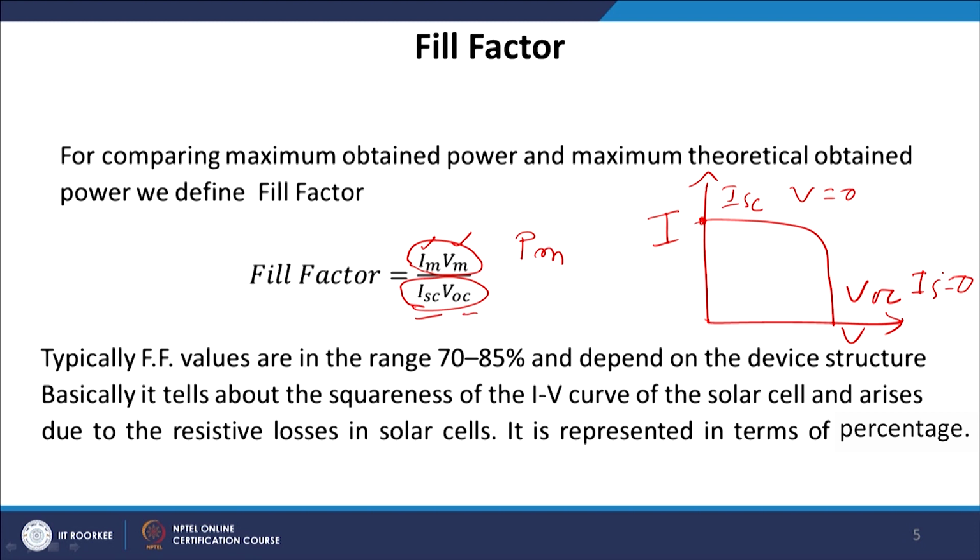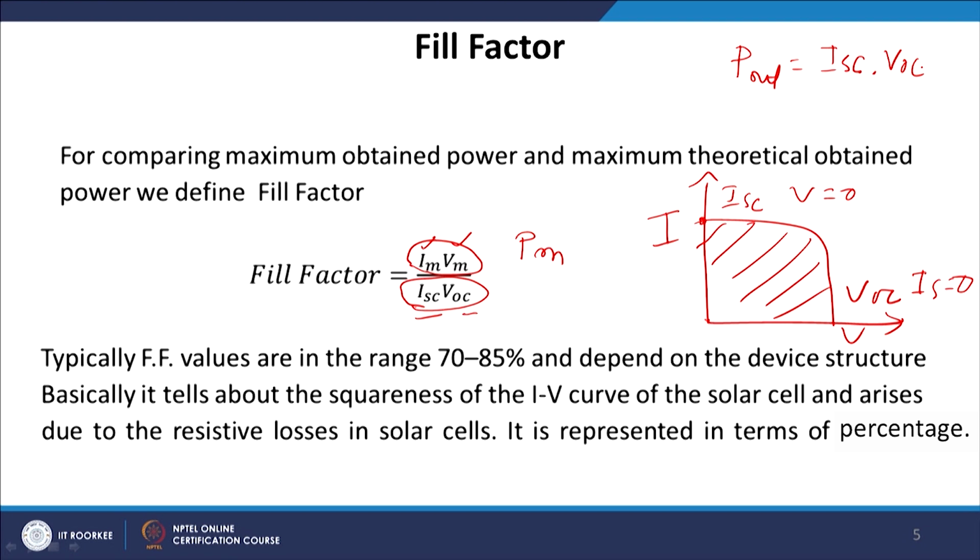So, the power delivered from this solar cell can be obtained by integrating the area under this IV curve, or we can get the power output by multiplying the y coordinate, that is ISC times VOC, the short circuit current times the open circuit voltage. Now, typically these fill factor values are in a range from 17 to 85% and depend on the device structure.